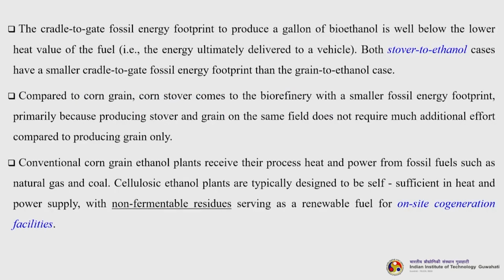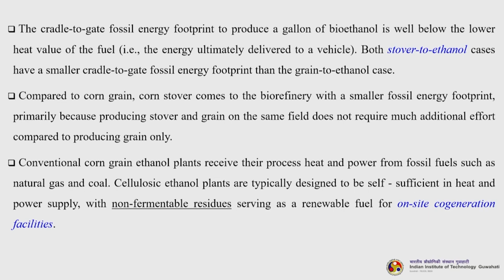The cradle to gate fossil energy footprint to produce a gallon of bioethanol is well below the lower heat value of the fuel. So, that is the energy ultimately delivered to a vehicle. Both stubble to ethanol cases have a smaller cradle to gate fossil energy footprint than the grain to ethanol case. Compared to corn grain, corn stubble comes to the biorefinery with a smaller fossil energy footprint, primarily because producing stubble and grain on the same field does not require much additional effort compared to producing grain only.